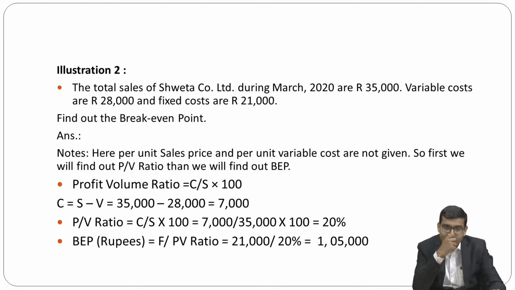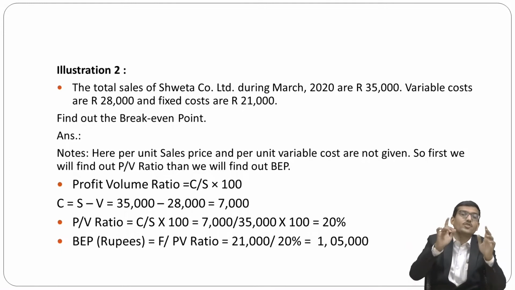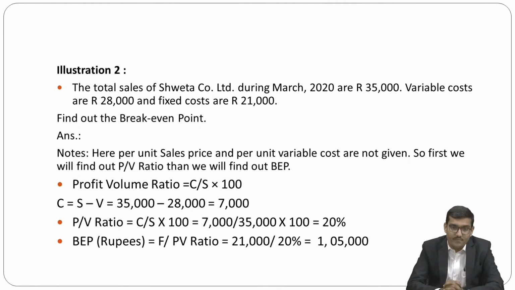After that, using the break-even point formula in rupees, that is fixed cost divided by PV ratio, 20%. So 21,000 is your fixed cost divided by PV ratio of 20%. Then you will get 1,05,000, my dear friend. That is your break-even point. Very easy in a manner.